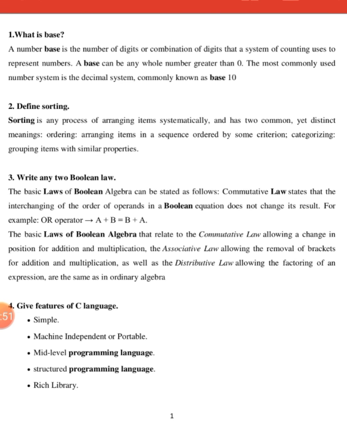Third one is write any two Boolean laws. The first law is the basic law of Boolean algebra, which can be stated as follows. The commutative law states that interchanging the order of operands in a Boolean equation does not change the result. For example, for the OR operator, a plus b equals b plus a.